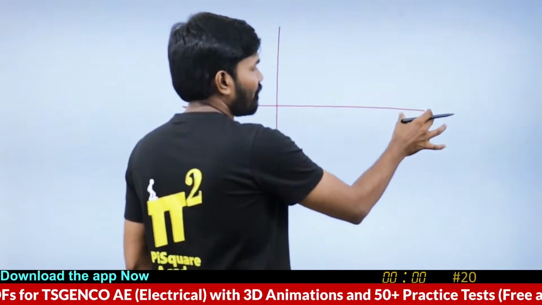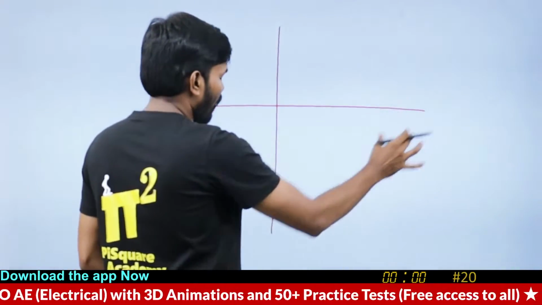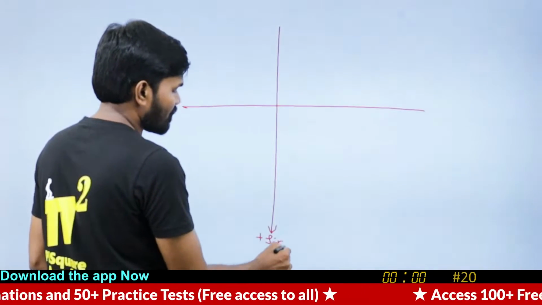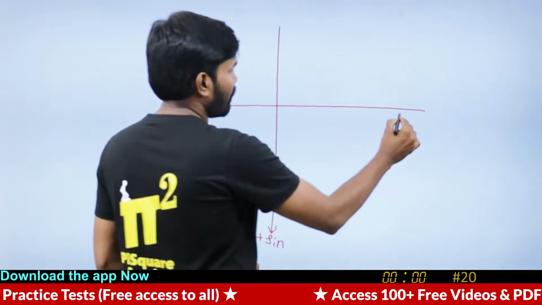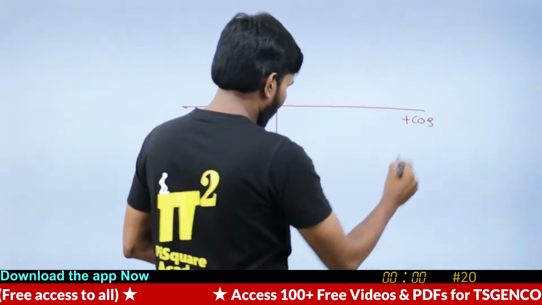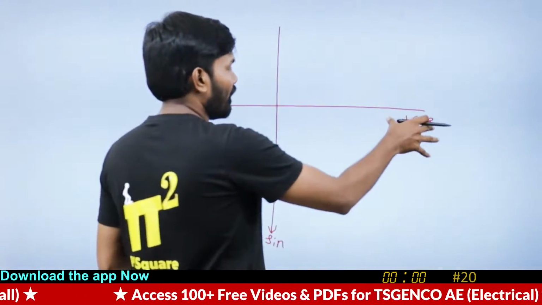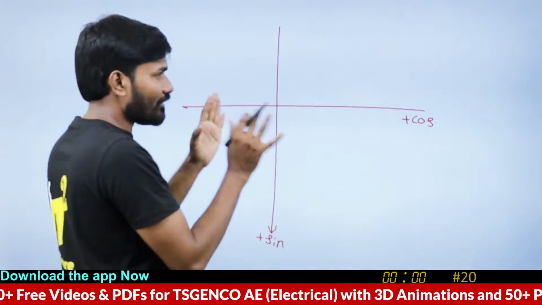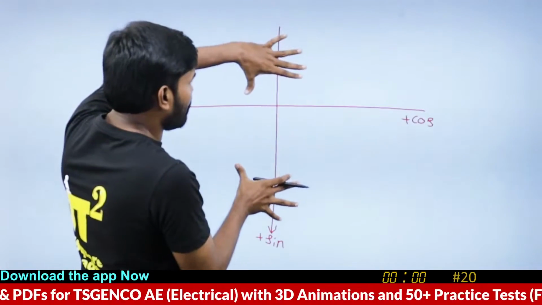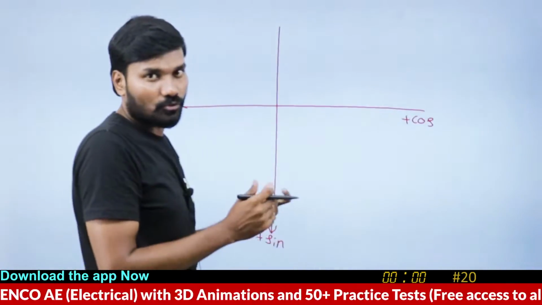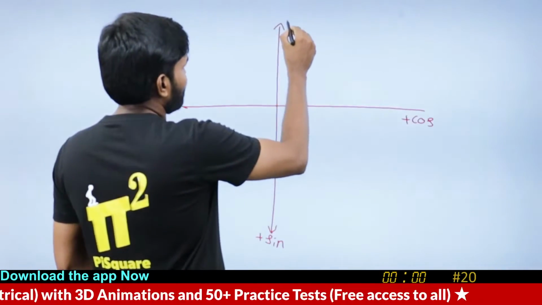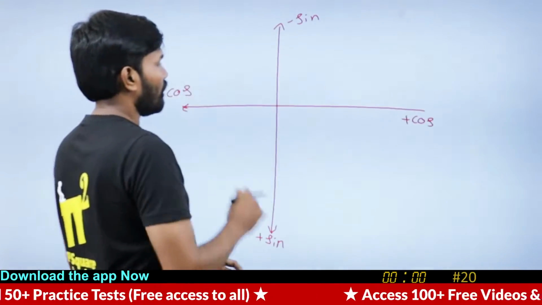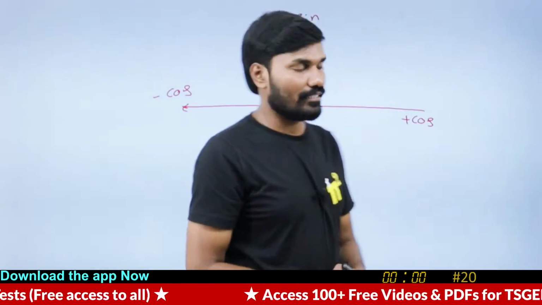Some people will start drawing the plus sine from here, or maybe from here. It's okay, anything is fine. For now, I'm marking this one as plus sine, and this will be plus cos. You can rotate this entire diagram by 90 degrees in any direction, because we want a relative angle only. It doesn't matter where the position is, because I want two angles. This is plus sine, so this will be minus sine, and this is plus cos, this will be minus cos. This figure you have to make first.